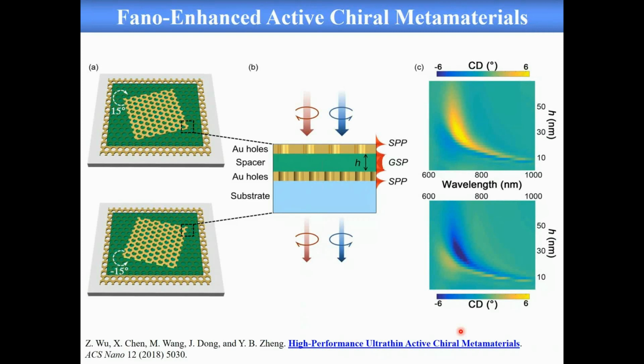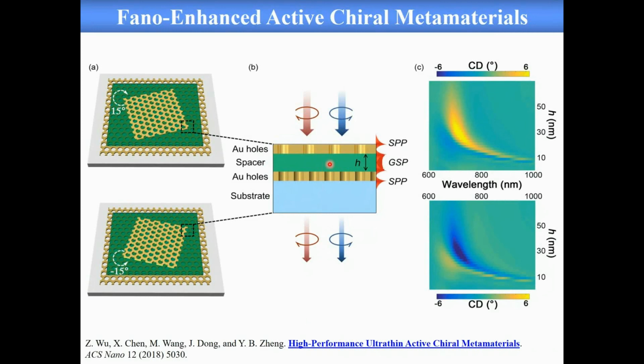Also, instead of putting these two layers in close contact, we can introduce a functional material between them. So now you can see you have this top gold thin film, then this bottom gold thin film with a nano hole array. Between them, you can sandwich a spacer layer.